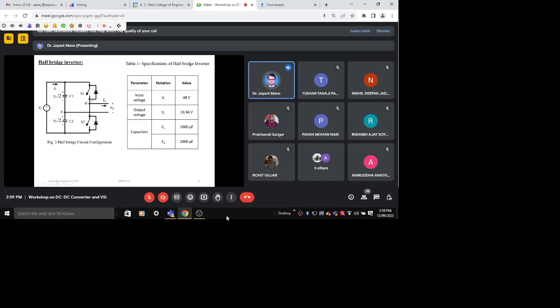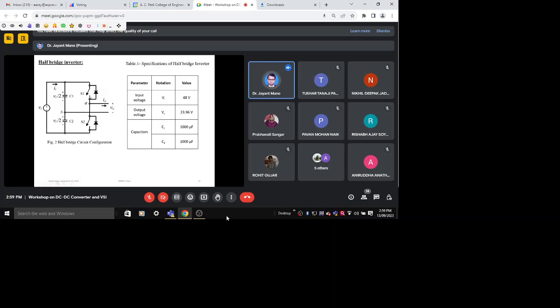To avoid this shoot through fault, we have to provide some dead time in between. The dead time, how much should it be? It should be more than the turn off time of the switches. So the switching pattern should be now S1 on, then half period cycle time, then dead time, and then S2 on.